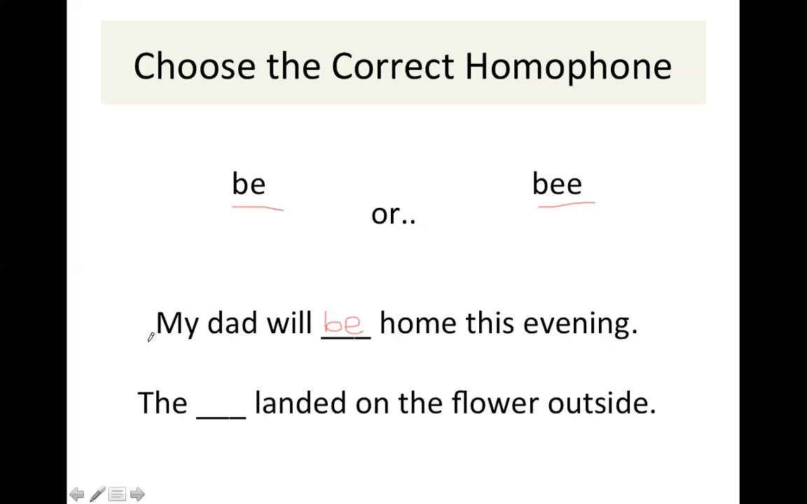All right? And down here we have the blank landed on the flower outside. Will it be B-E or B-E-E? Yes, correct. It will be B-E-E. The bee landed on the flower outside.